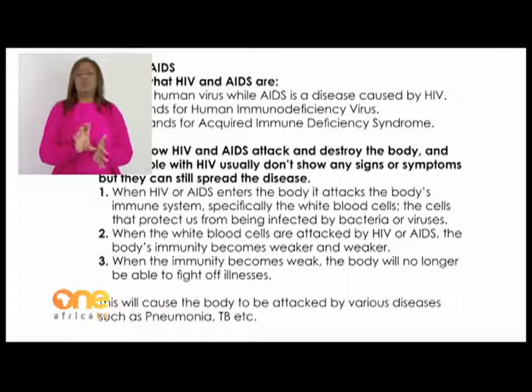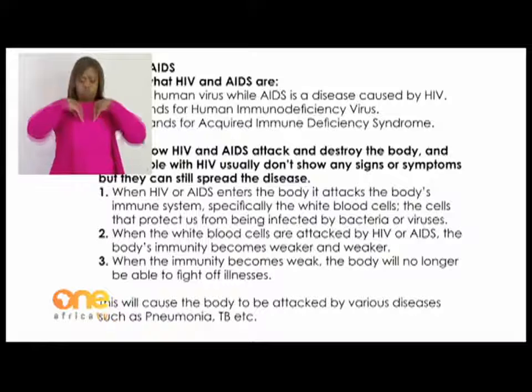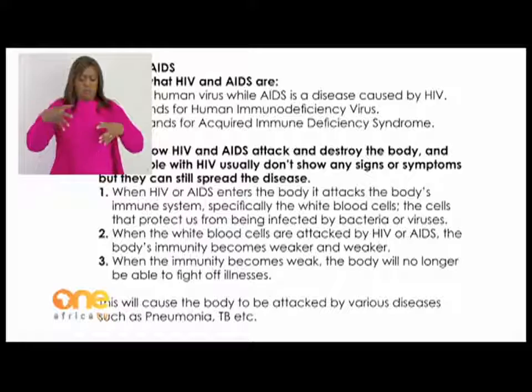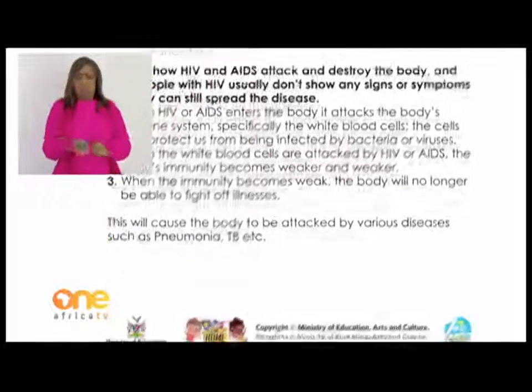Then the last thing that we need to look at today, it says that we must be able to explain how HIV and AIDS attack and then destroy the body, and that people with HIV usually don't show any sign or symptom, but they can still spread the disease. Okay, how does HIV attack and then destroy the immune system? It says, when HIV or AIDS enters the body, it attacks the body's immune system, specifically the white blood cells.